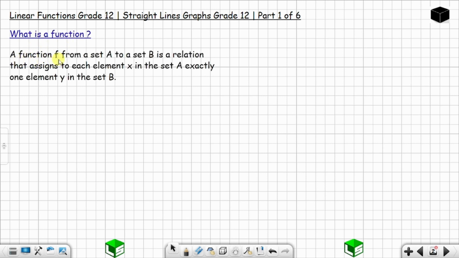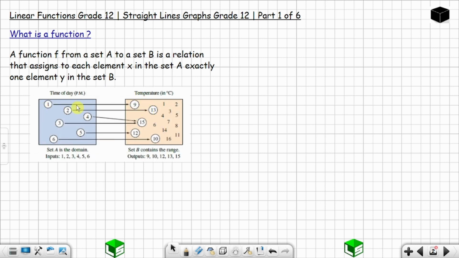A function f from a set A to a set B is a relation that assigns to each element x in the set A exactly one element y in the set B. Let's say, for example, you have this diagram. This is a set A and this is a set B. For this to be considered a function, you can see each element x in the set A is matching up with only one element in the set B. So this is your y in the set B and this is your x in the set A.